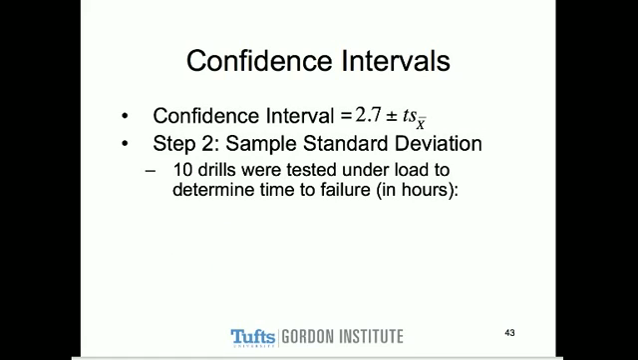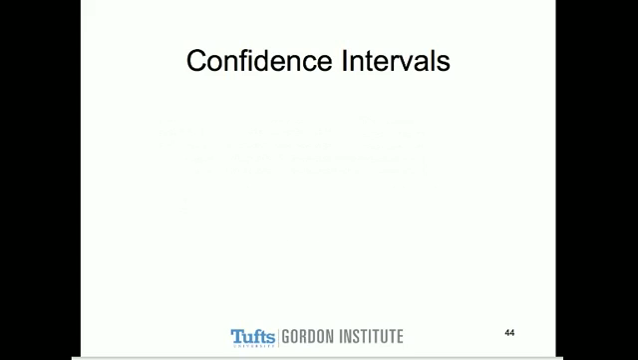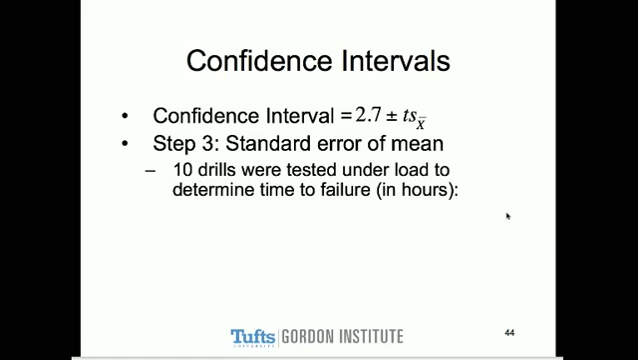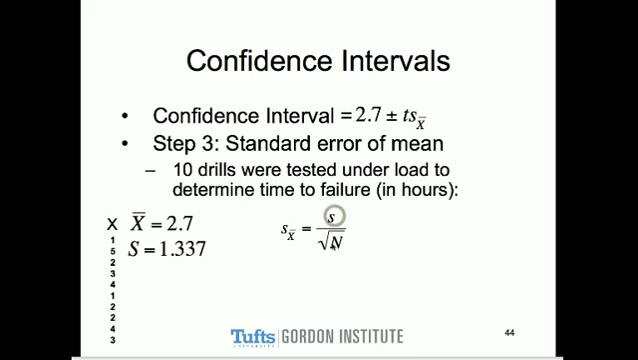So for our step 2, we need to calculate our sample standard deviation, okay? We have our average, which is 2.7. And although we're not going to go into detail here, our sample standard deviation is 1.337. So far, we have our average 2.7 plus or minus t times s of x bar. We haven't calculated that yet. So now we're going to calculate the standard error of the mean. Now that we have s, and we know our sample size, n, we can calculate the standard error of the mean, and that comes out to 4.23.